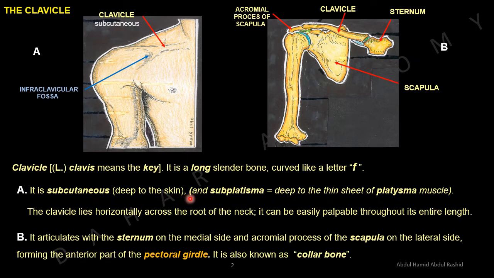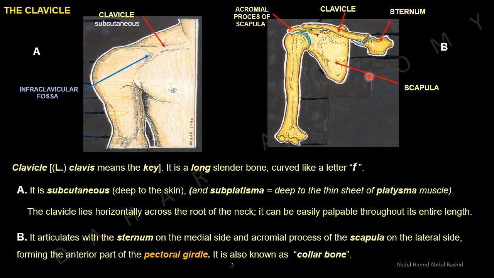And subplatysma, that is deep to the very thin sheet of platysma muscles. That means clavicle is very superficially placed, just deep to the skin and just deep to the very thin layer of platysma muscle. It is horizontally placed across the root of the neck. It can be easily palpable throughout its entire length because it is very superficial.